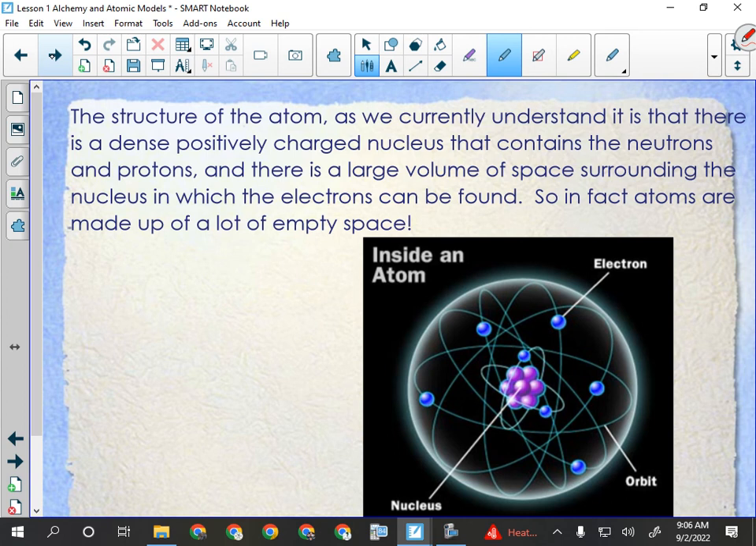So, structure of the atom as we understand it: there's a dense, positively charged nucleus that contains the neutrons and protons. There's a large volume of space surrounding the nucleus in which electrons can be found. So, in fact, atoms are made up of a lot of empty space. That's what Rutherford's experiment proved.